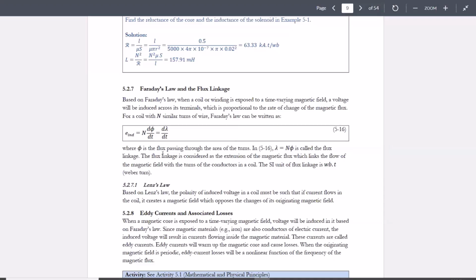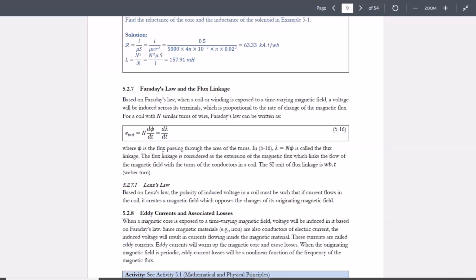But since flux linkage is phi times N, the number of turns is important in increasing the flux. Although a turn doesn't have any unit by itself, we call it Weber-turn to show that this is flux linkage, not the flux itself. Flux times the number of turns. That makes sense.